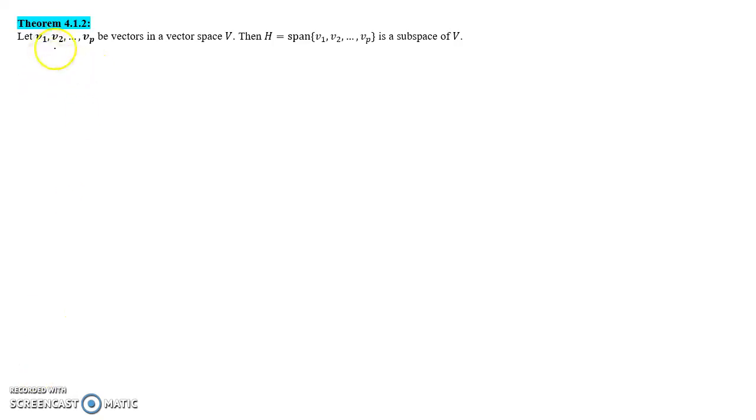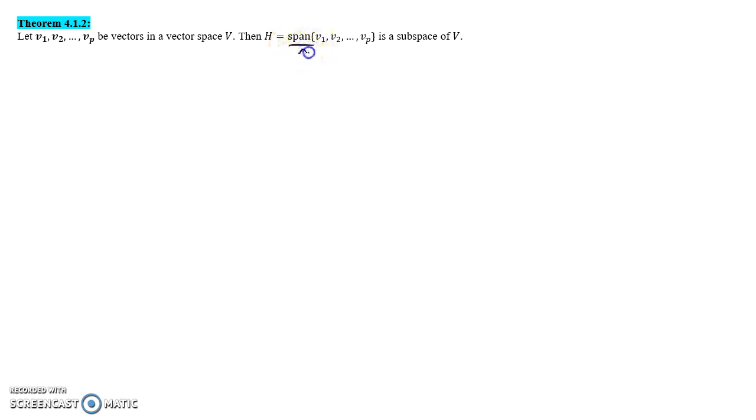I want to do a quick explanation of the logic behind this theorem, since it is a very useful theorem. So theorem 4.1.2 says that if you have a collection of vectors from a vector space, then the span of that collection is automatically a subspace of the vector space V. This is by virtue of the definition of span.